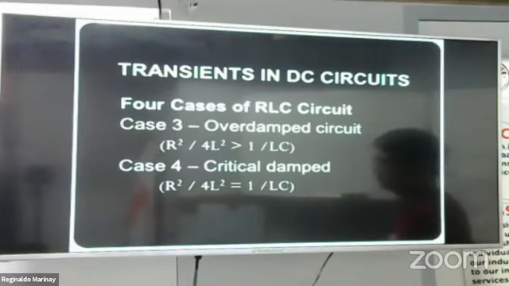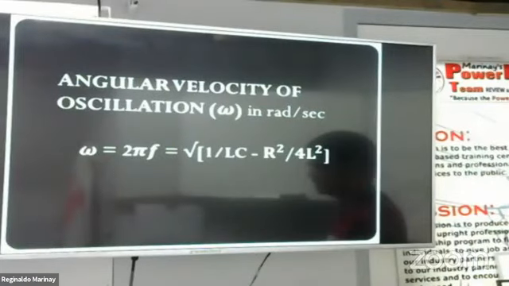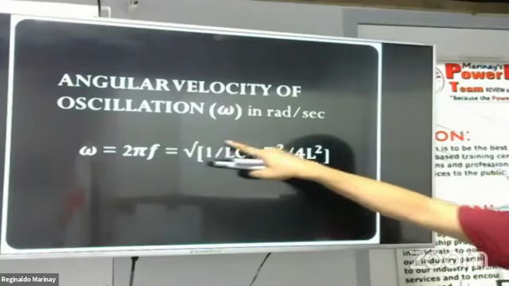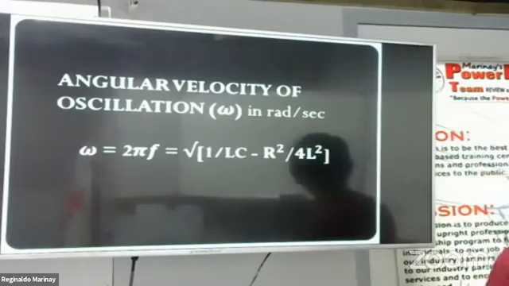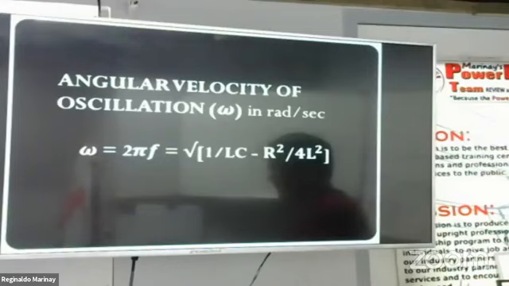So let's go here. That is what we call the angular velocity. It is a bit cut off here, so let's continue. Anyway, I will rewrite that later. We'll go back there.